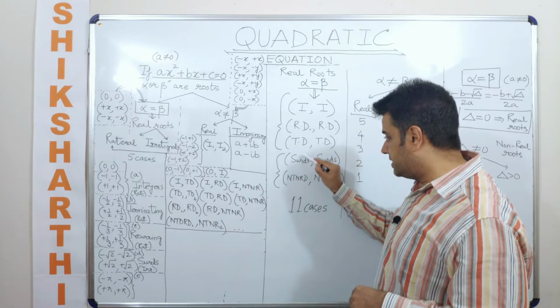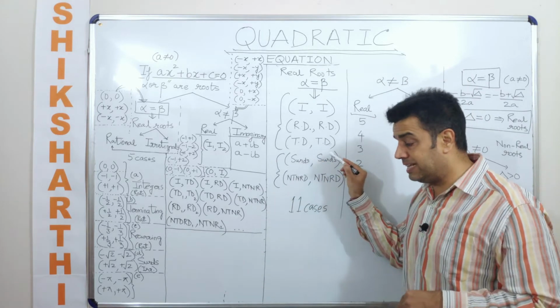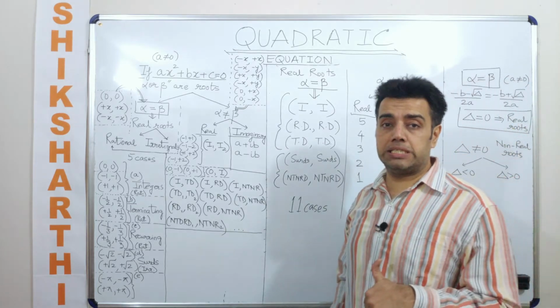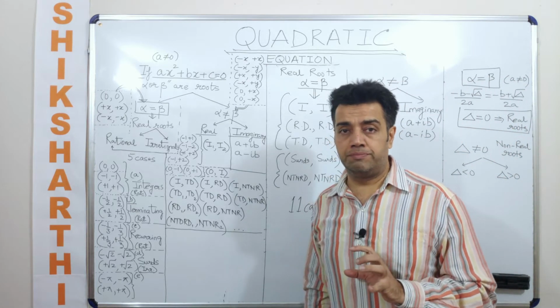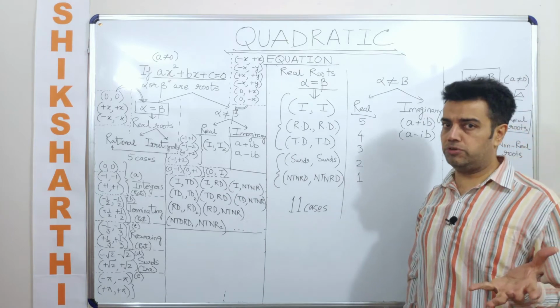Similarly, if one of the roots is a surd, the other root also should be an equal surd when it comes to magnitude and the polarity as well, because we are talking about real roots.